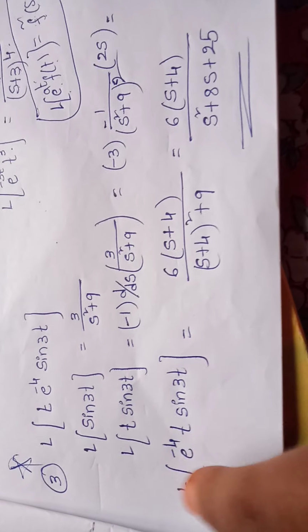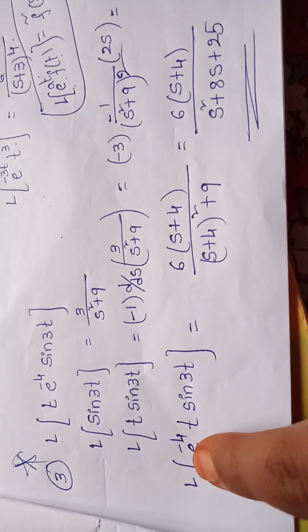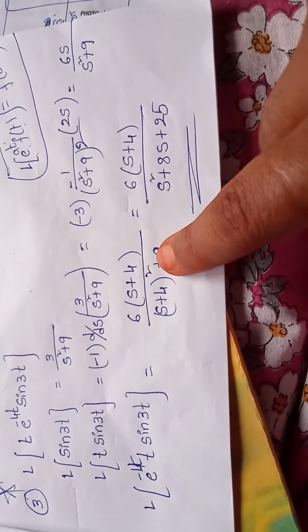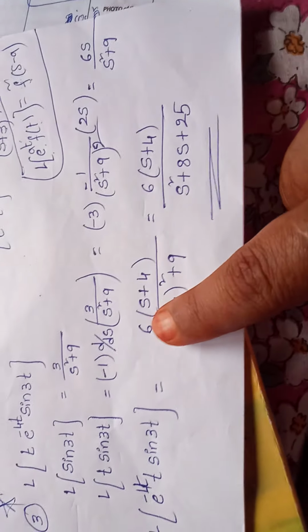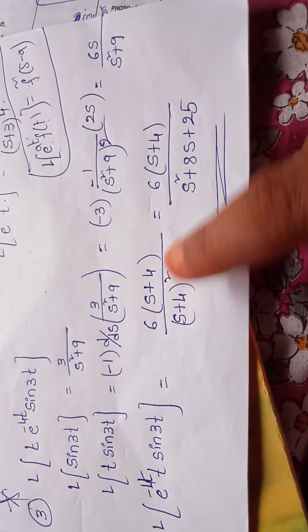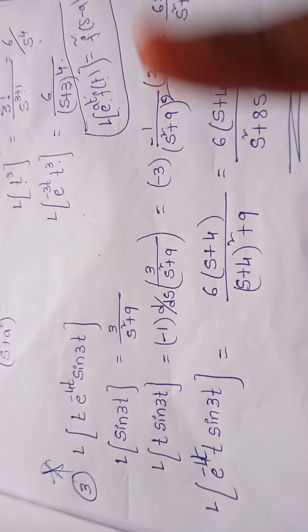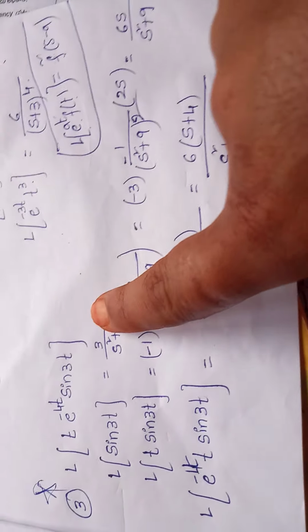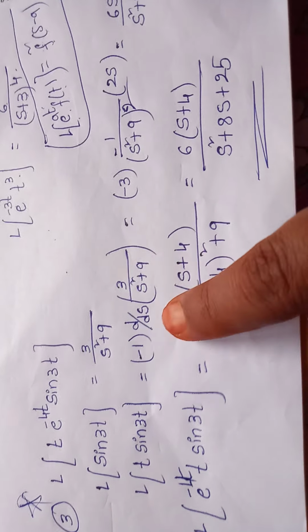Lastly, you apply the e power at shifting property, e power minus 4t. Here e power minus 4t, you replace s by s plus 4. 6 into s plus 4 by s plus 4 whole square plus 9. So any time, remember that you apply e in the last step. If you apply e in the first step, the next derivative is complicated.